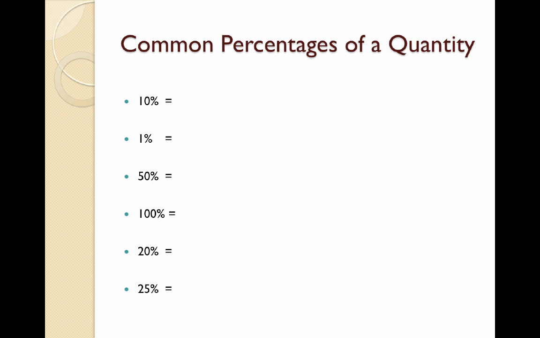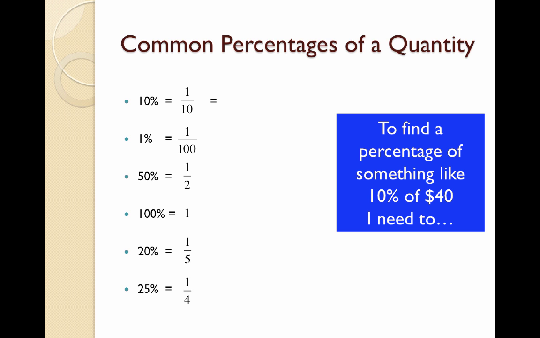10%, 1%, 50%, 100%, 20% and 25% are all percentages that we should get really comfortable using, especially to be able to find a percentage of a quantity. 10% is the same as 1/10, 1% is 1/100th, 50% is the same as a half, 100% is one whole, 20% is 1/5, and 25% is a quarter. This is really important because it tells you how you're going to find those percentages of a certain quantity.